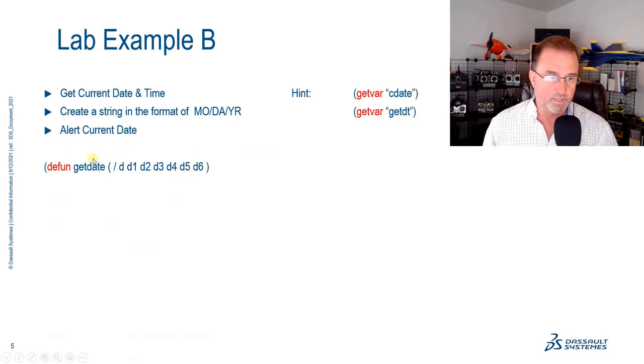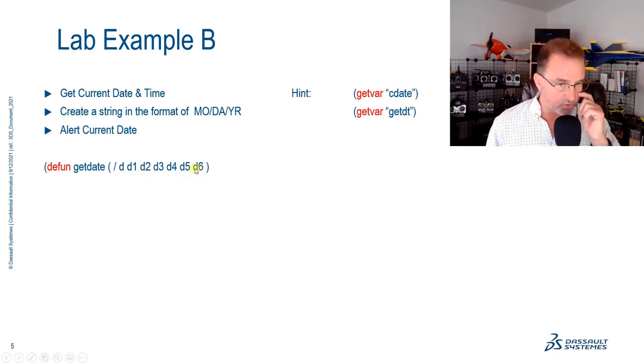So what does that code look like? Well, first, we're just going to create a function. We're not going to create a command, but we're just going to create a function that grabs the current date and puts it in this format. And so I define a function. We'll call it getDate. And then you'll notice here that I'm going to declare a bunch of local variables.